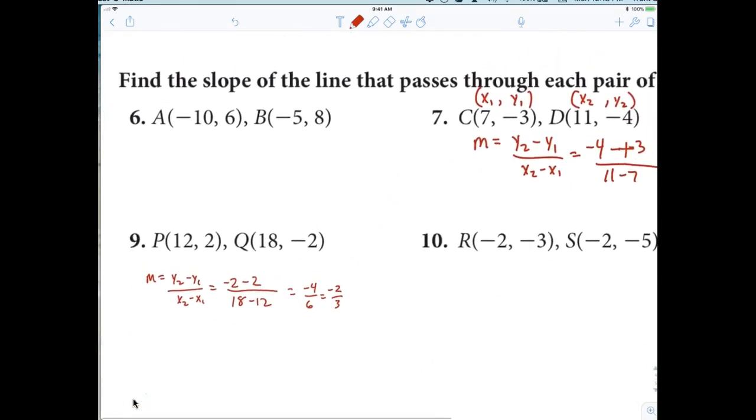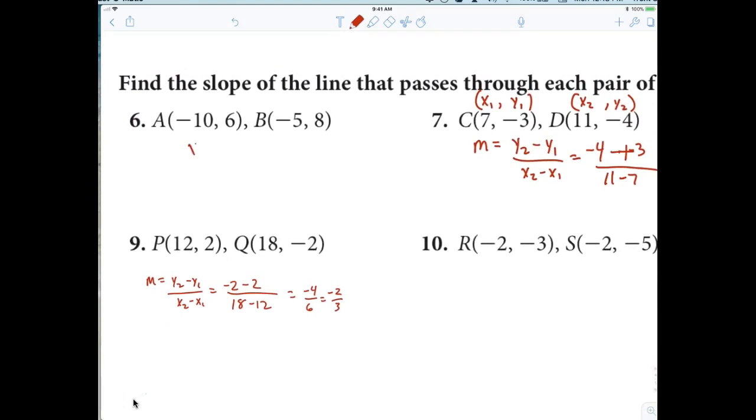Now you need the equation. You said y equals and messed me up. M equals y2 minus y1 over x2 minus x1. Write the formula down every time. It helps you put it in your brain. Helps you put it in the long-term memory. All right, don't be lazy.